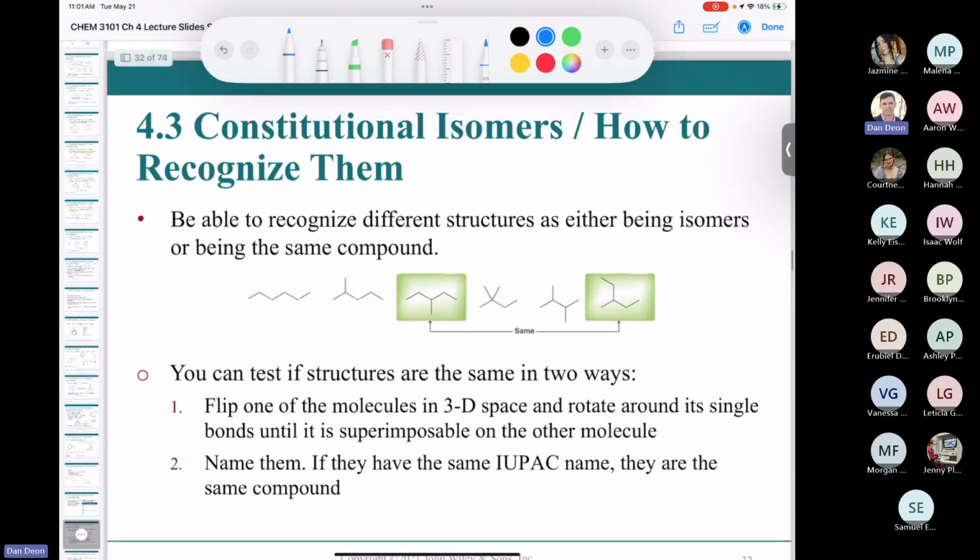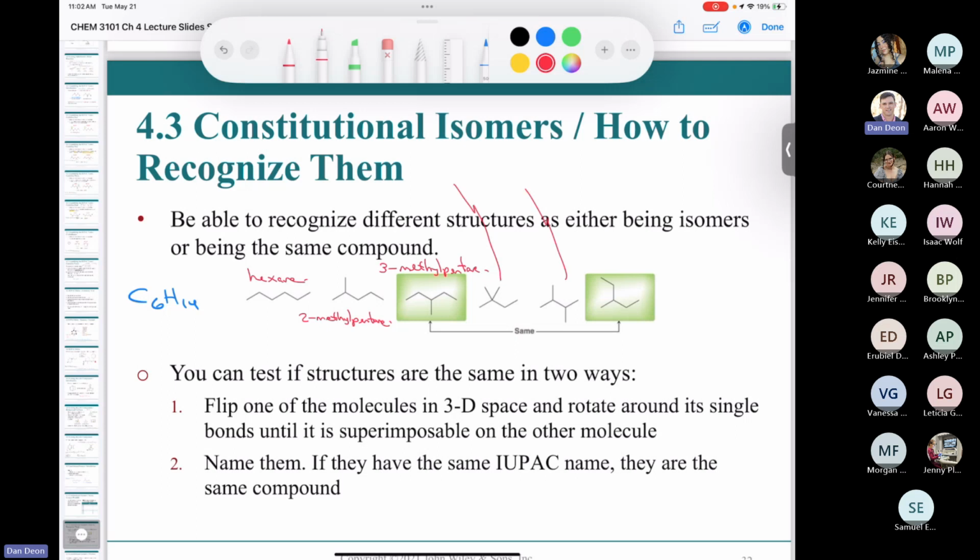Now, if you're wondering about constitutional isomers and you're having difficulty recognizing whether two compounds are identical or different, there's 2 ways you can do it. If you look at these compounds on here, these are C6H14. If you look at the first one, let me use my red pen. This one is hexane. This one is 2-methylpentane. This one here is 3-methylpentane. This one here is 2,2-dimethylbutane, and this one here is 2,3-dimethylbutane.